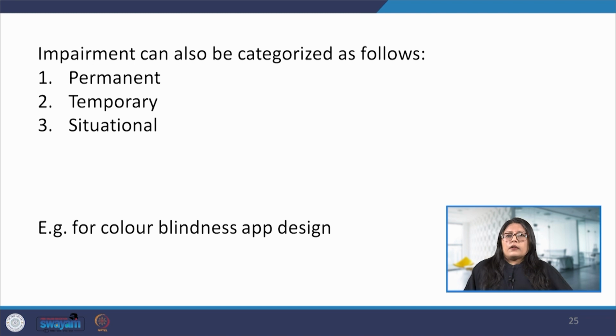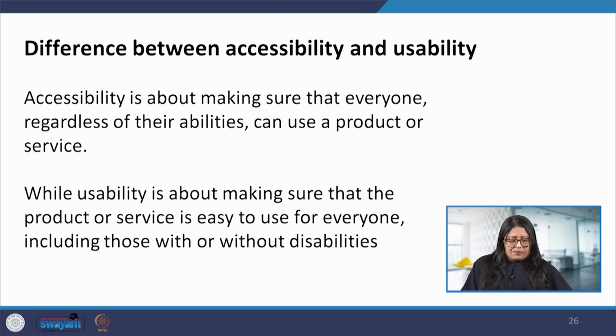And situational could depend on my surroundings. For example, if I am trying to study but there is a wedding going on in the neighborhood and a loudspeaker is on, it will interfere with my studying, and that will cause an impairment to me because I will not be able to function the way I was planning to.